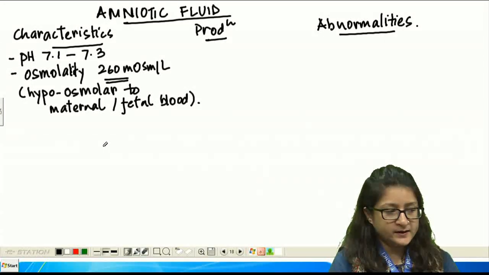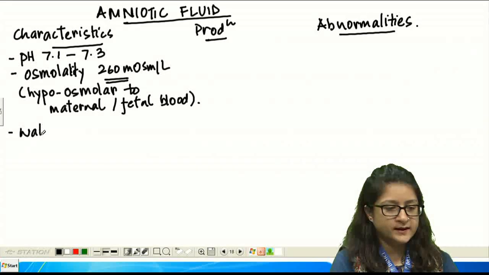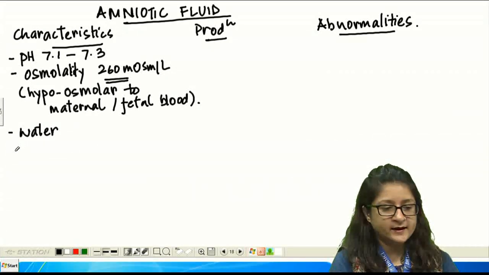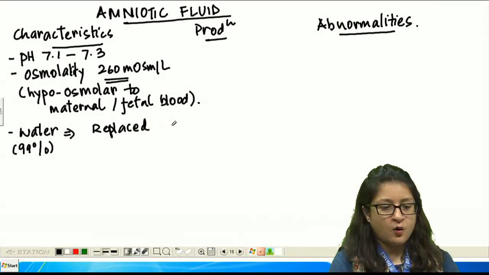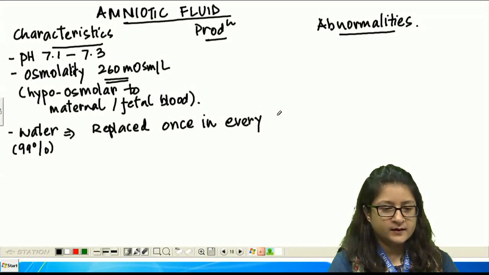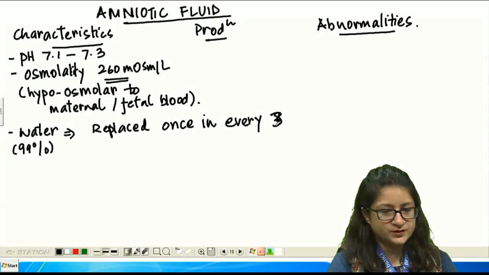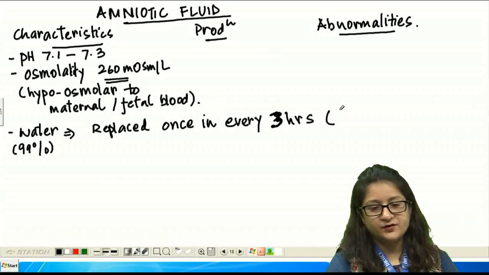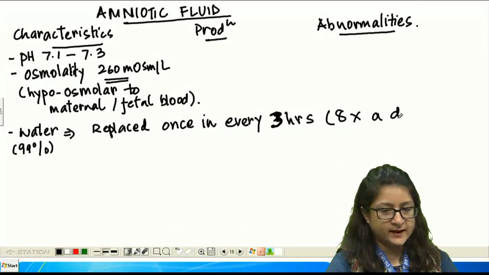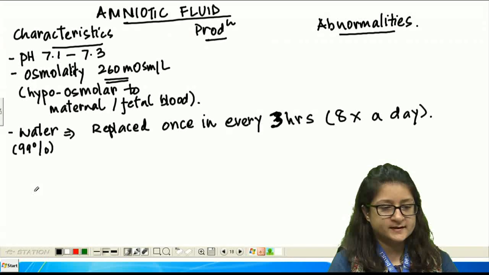Okay, second important point is that it is 99% water, and this water is replaced once in every 3 hours. Okay, it gets replaced once in every 3 hours, so 8 times a day this water gets replaced.